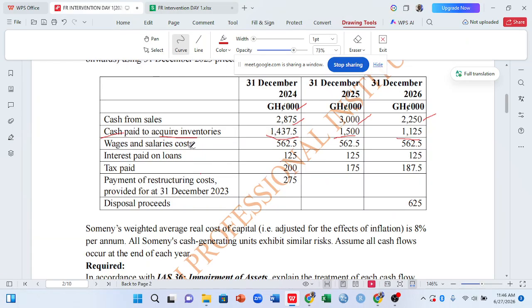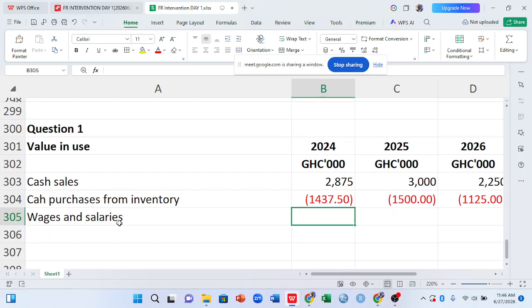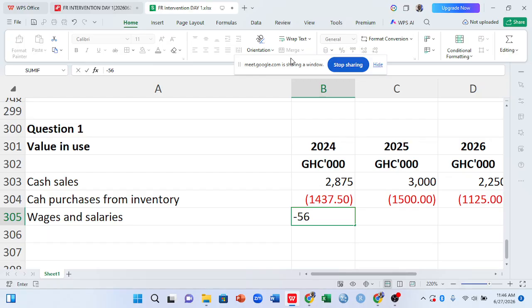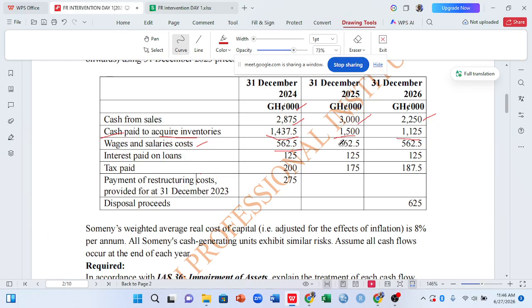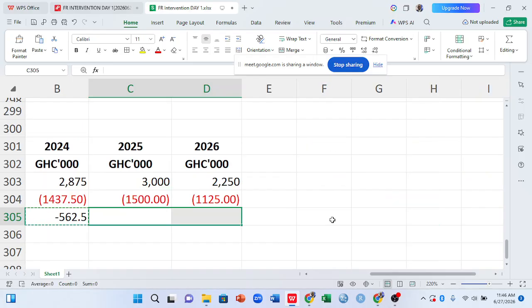We move on to the next one, wages and salaries cost. This one is definitely an expenditure for the firm and it's also going to be considered in calculating your value in use. So we are going to bring that wages and salaries. This one is a cash outflow too. That's 562.5. Then we have the same thing throughout.